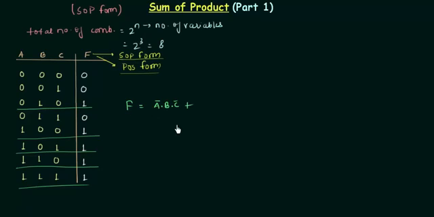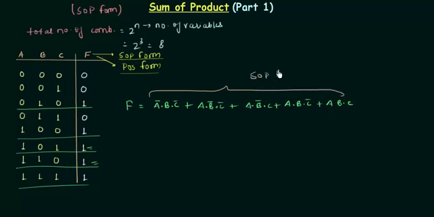In the same way, I will see for this case, A is 1, B is 0, so B complement, C is 0, so C complement. For this case, A is 1, B is 0 and C is 1, and for the second last case, I have A as 1, B as 1, C as 0, so A, B, C complement, and for the final case, all the three variables are high, so A, B, C. This I call as the sum of product form. This I call as the SOP form.